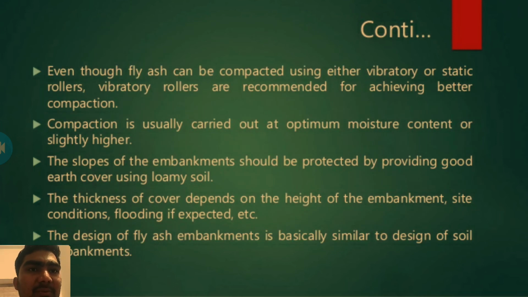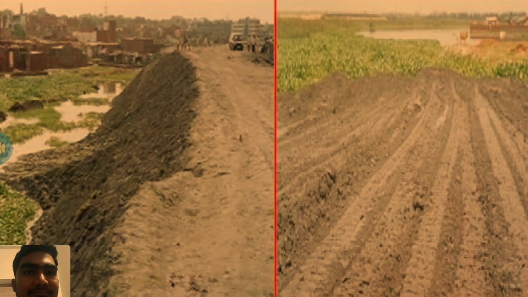Fly ash can be compacted using either a vibratory or static roller. Vibratory rollers are recommended for achieving better compaction. Compaction is usually carried out at optimum moisture content or slightly higher. The slope of the embankment is protected by providing a good earth cover using loamy soil. The thickness of cover depends on the height of the embankment, and on flooding if flooding is expected. The design of a fly ash embankment is basically similar to the design of a good soil embankment. Here is a picture of fly ash used in an embankment, a well compacted fly ash embankment.